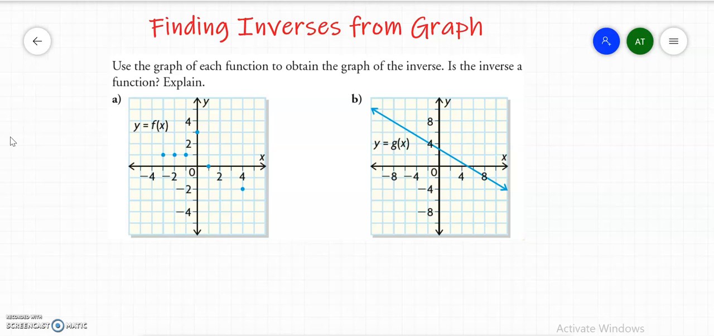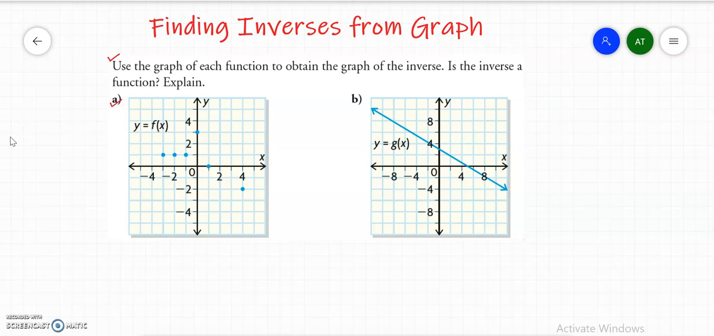In my previous video I explained how to find the inverse function by using equations, and today we are going to learn how to find the inverse graphs by using the graph of a given function. So let's begin with an example. Use the graph of each function to obtain the graph of the inverse. Is the inverse a function? Explain. Let's begin with part A.